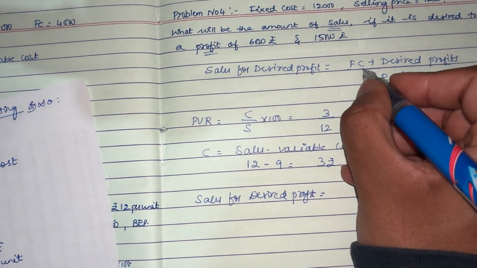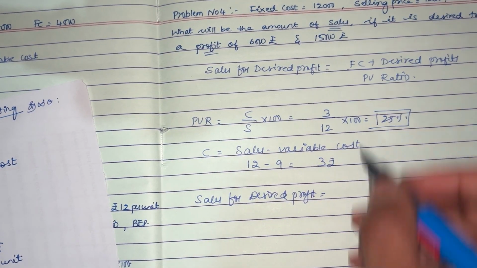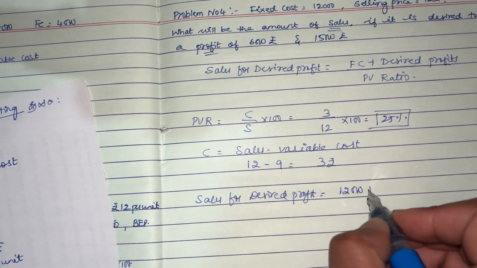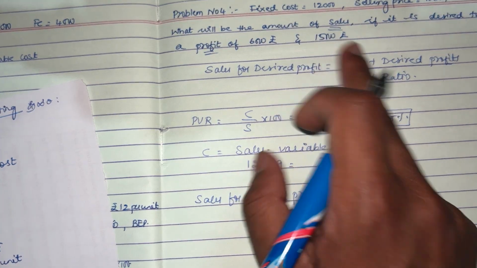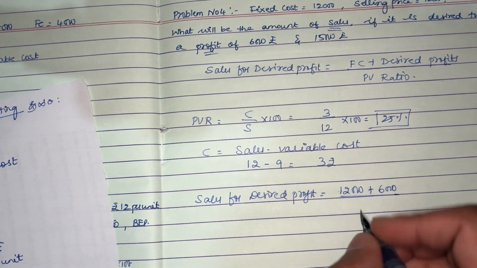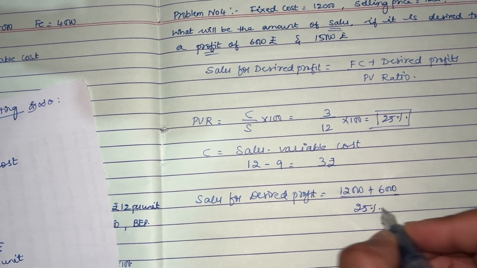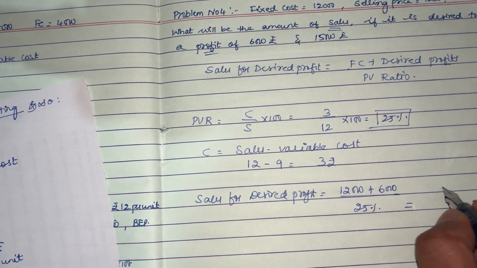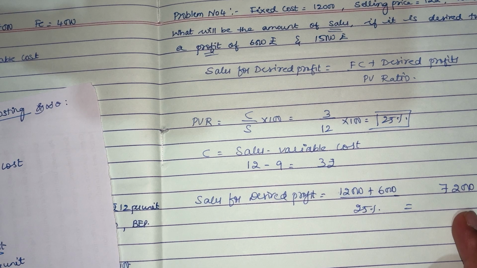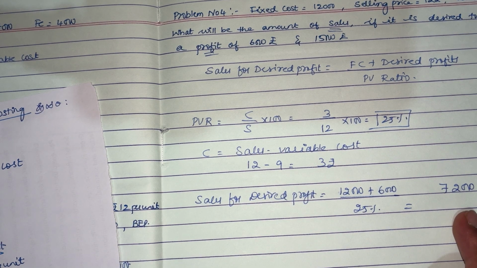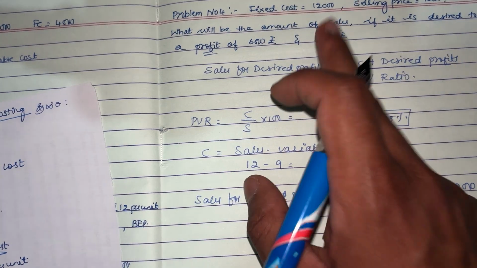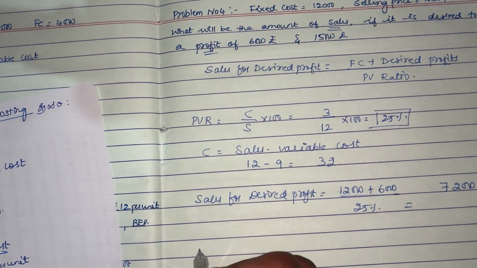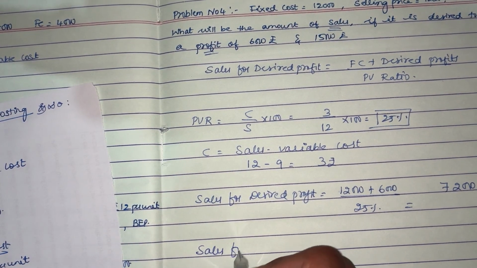What is the fixed cost given in the problem? 12,000. Plus what is desired profit? 6,000. Divided by, what is the PV ratio? 25%. So 72,000 of sales. That means you should have at least sales of 72,000 in order to earn the desired profit of 6,000.